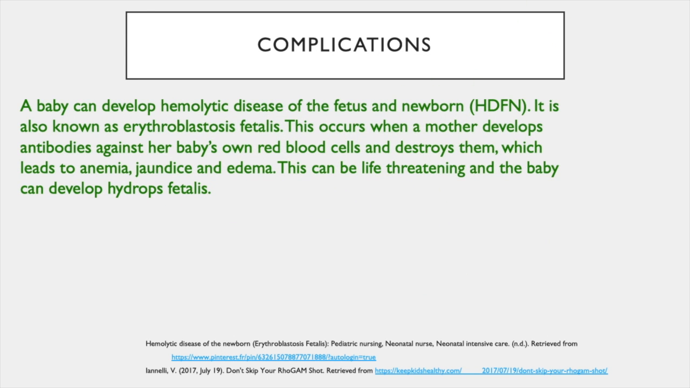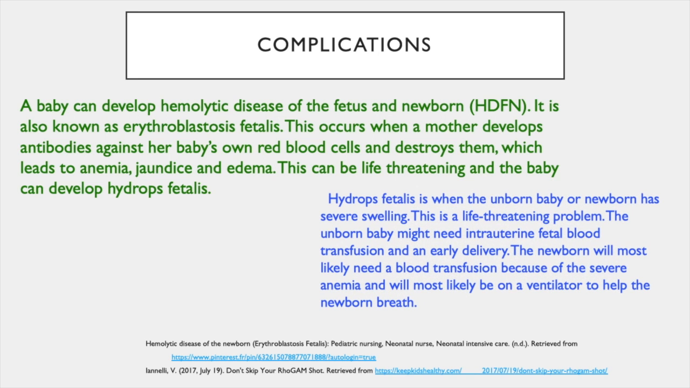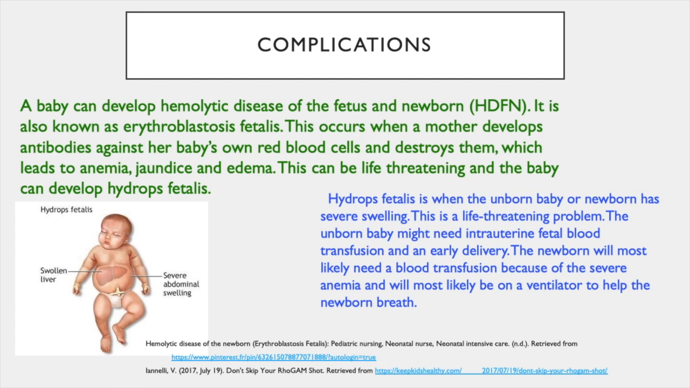Complications that can occur are that the baby can develop hemolytic disease of the fetus and newborn. This occurs when a mother develops antibodies against her baby's own red blood cells and destroys them, which can lead to anemia, jaundice, and edema. Hydrops fetalis can occur, which is a serious fetal condition with abnormal accumulation of fluid in fetal compartments. The unborn baby might need an intrauterine fetal blood transfusion and an early delivery. The newborn will most likely need a blood transfusion because of the severe anemia, and will most likely be on a ventilator to help the newborn breathe.